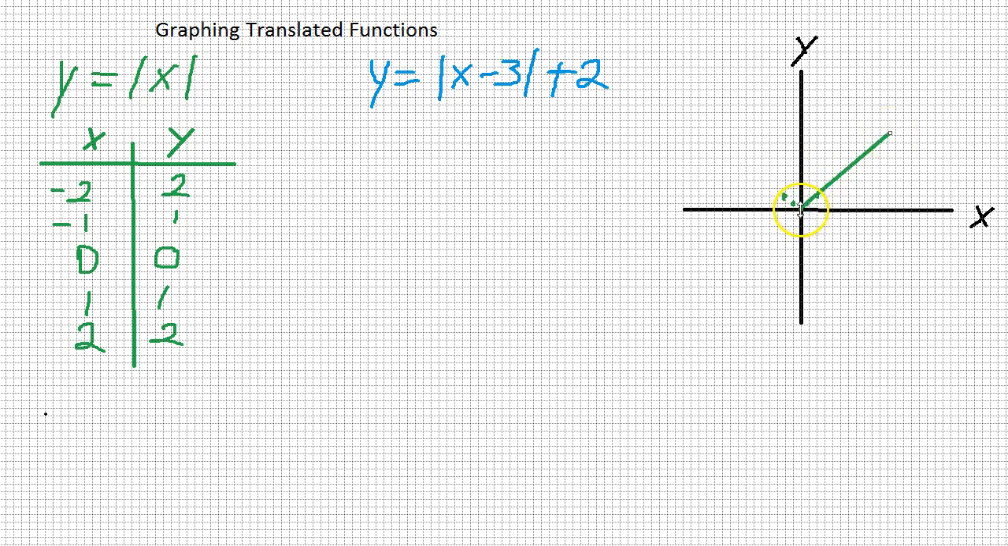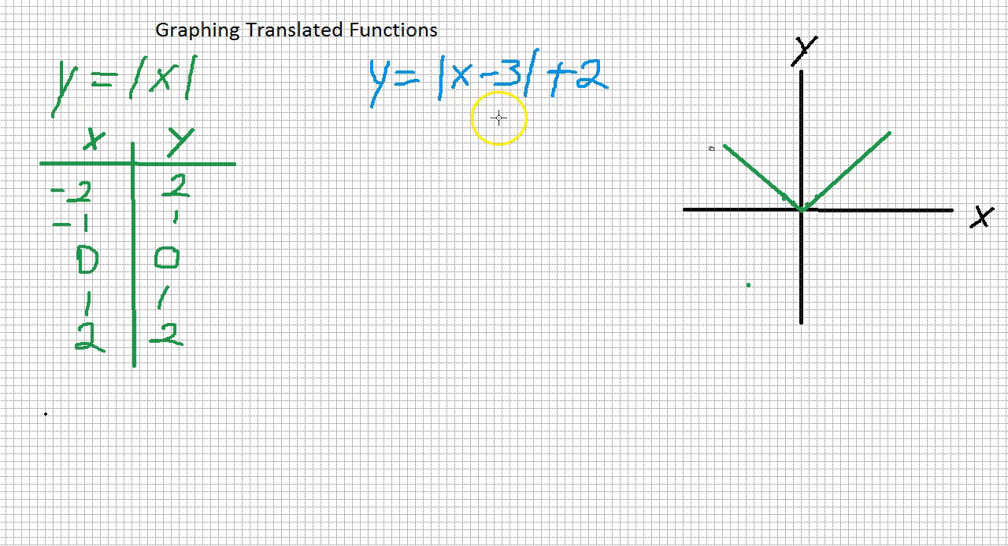And the negative direction. There we have it.